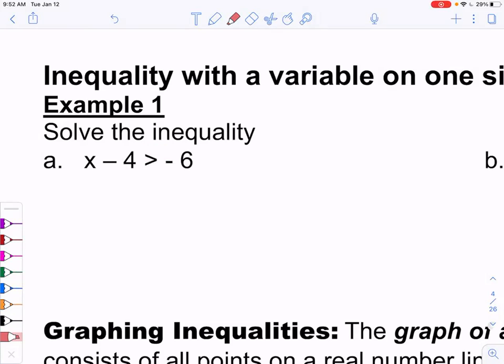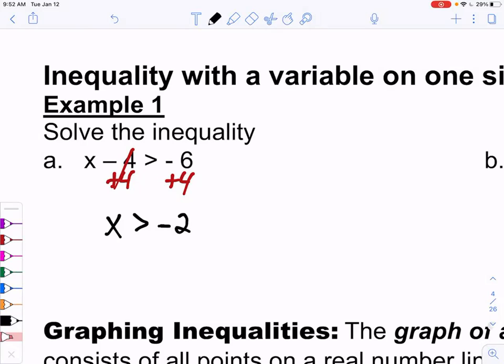Just think of this as an equal sign here. What would be our first step? Yeah. So we're going to add 4. These cross out. And we get x is greater than -2. That's it. Done. So really no difference at all.